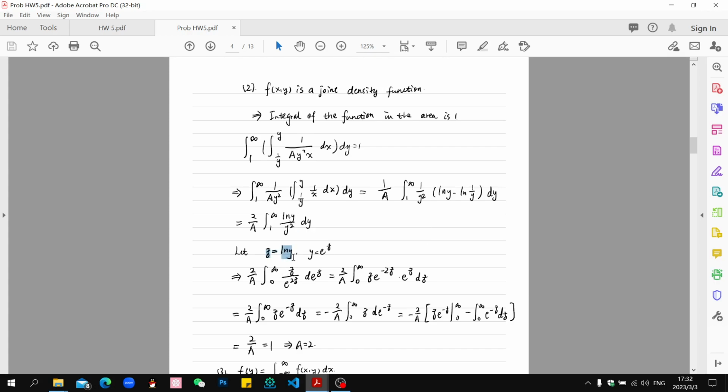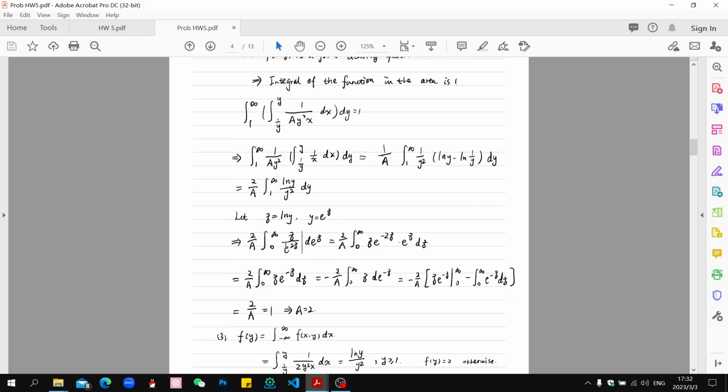We let our z to be ln y, and y equals e to the power of z. So this becomes this. Note that we have changed the integral limits. Now we simplify this one to pull the e to the z out here. So basically it is 2 over a times the integral of z e to the power of z from 0 to infinity.